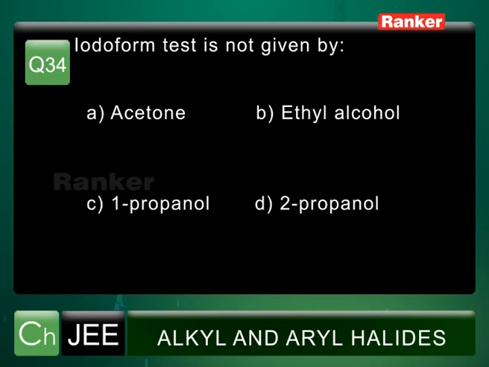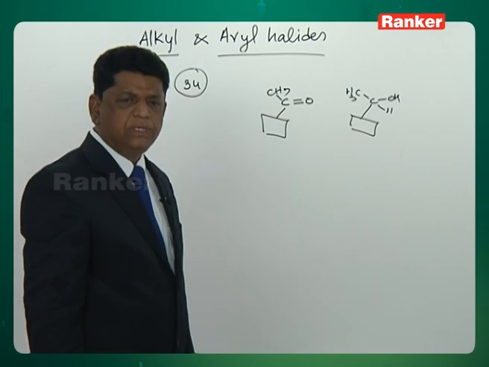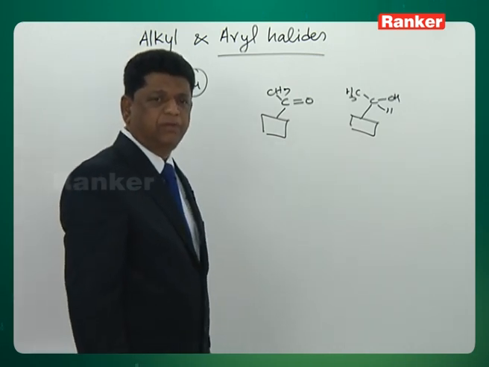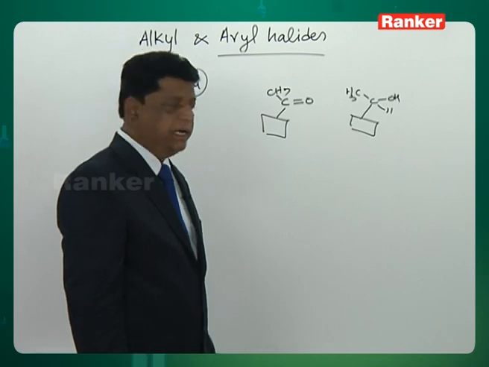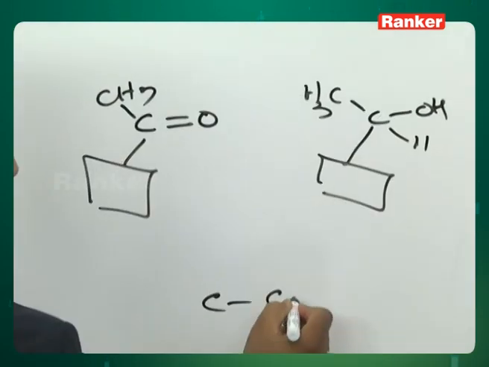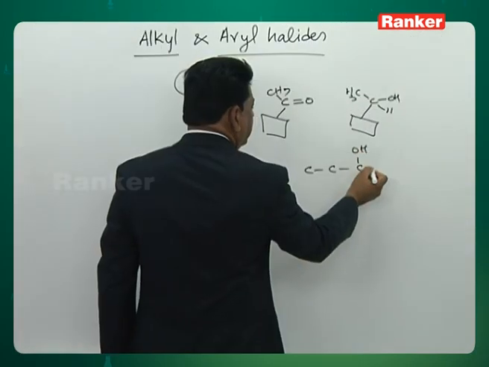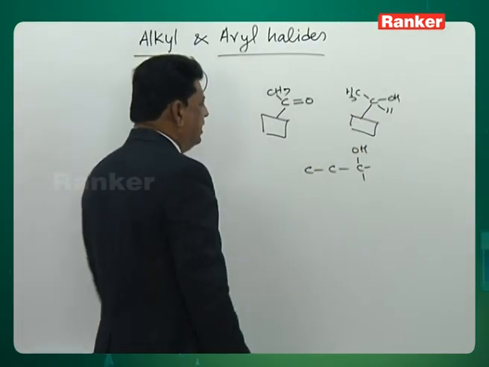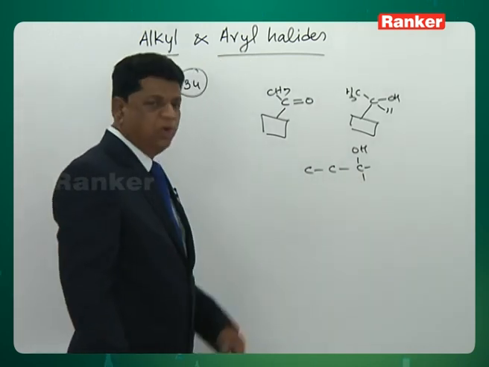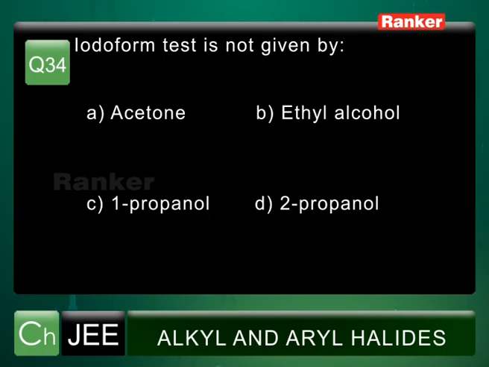Search for the options. Option A is acetone, option B is ethyl alcohol, option C is 1-propanol, option D is 2-propanol, of which only 1-propanol will not give. It's a negative question, which is not given by. So acetone gives, ethyl alcohol, acetaldehyde, all will fulfill these conditions except 1-propanol. 1-propanol will have a 1 hydroxy, so this is not having this type of function. It is neither 2 degree nor fulfilling the condition. So therefore, 1-propanol will not give. So the answer C is the right answer.